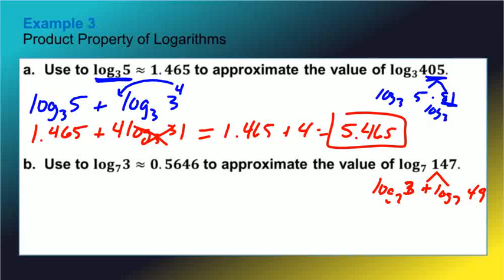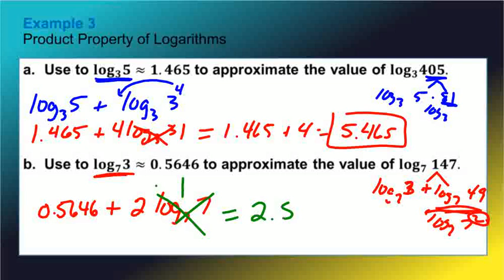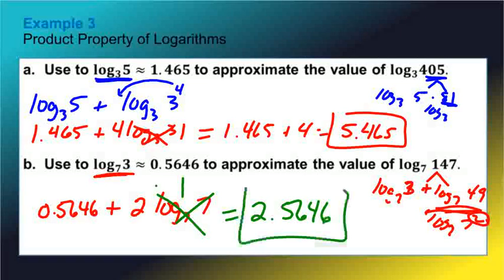Log base 7 of 3 we have right here as 0.5646, and we're going to add. Here I can do it as, this is log base 7 of 7 squared. If I put the 2 in front, I'm now going to have 2 log base 7 of 7. Log base 7 of 7 is 1. And then 2 times 1 is 2. I add the 0.5646 and I get an answer of 2.5646.